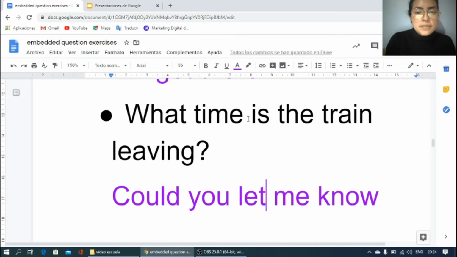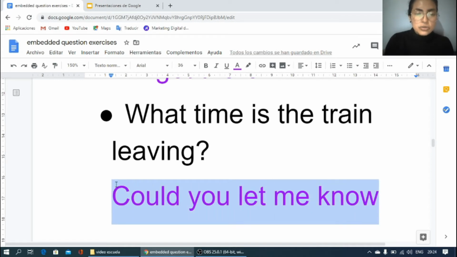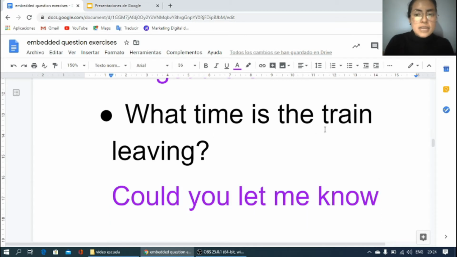What time is the train leaving? This question you have to change into an indirect question. How? You have to add an introduction question before the question. Okay. Could you tell me? This is an introduction question. Now I have to write the question, the same. What time is the train leaving?